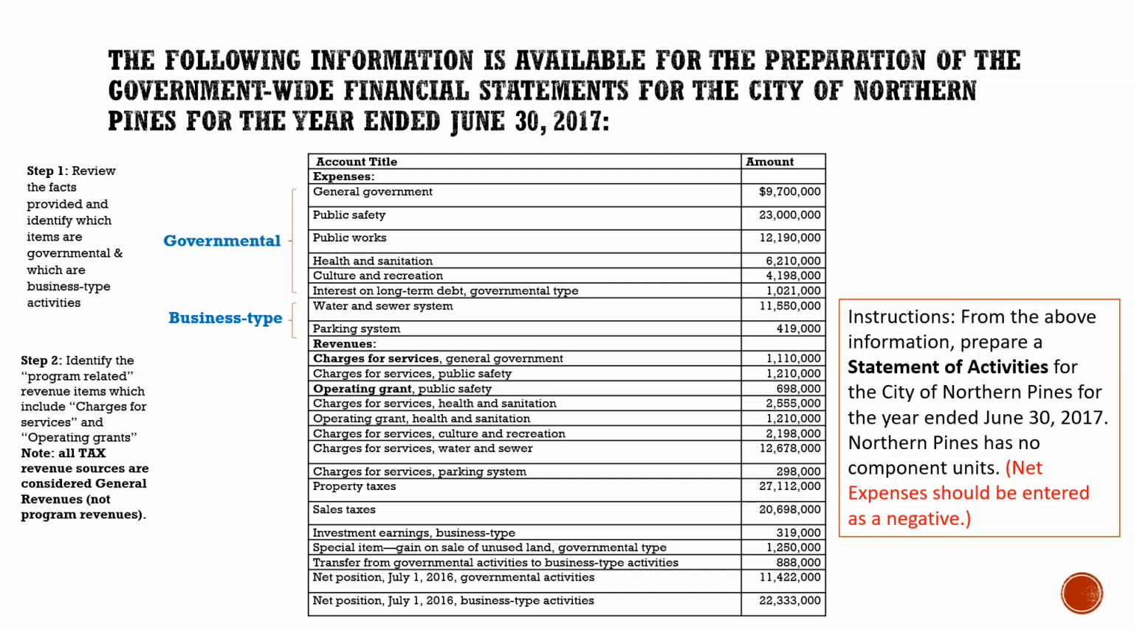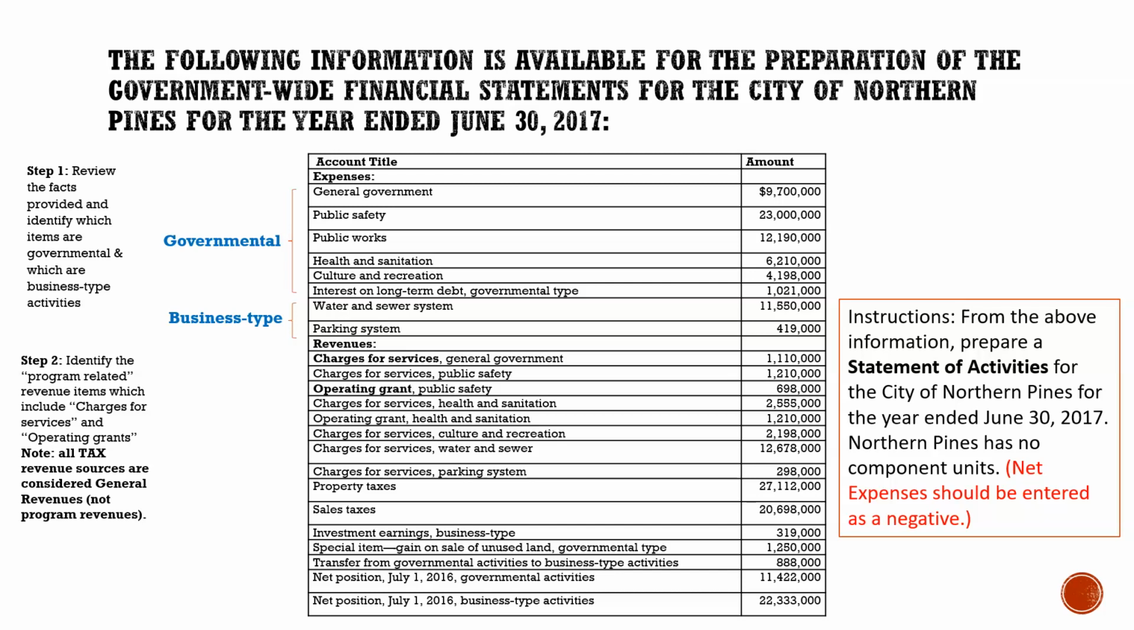Now, when I first started looking at government accounting, I thought charges for services were an expense. That's not the case. These are charges we are implementing on the people using these services. So this is a revenue for us. And the other type of revenue that we're going to have within this program-related revenue are operating grants.